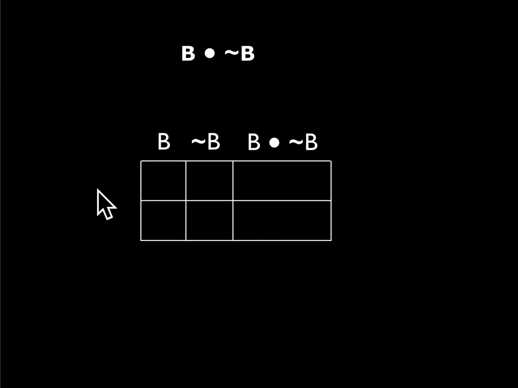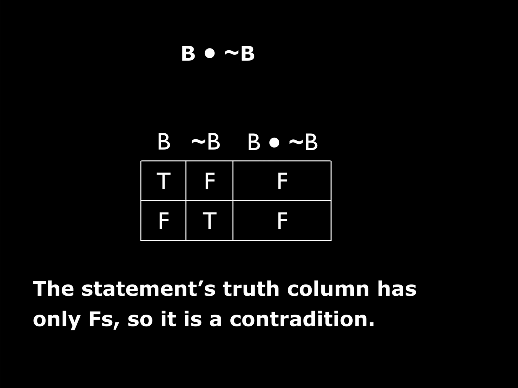So here's the table. We have one atomic statement, B. There's not B, there's the conjunction. B can be true or false. Not B will be the opposite. If false, false then true. And then the conjunction, in order to be true, both conjuncts have to be true. And you can see that there's no row where both conjuncts are true. So that statement's truth column has only F's. Okay, so that statement is a contradiction.